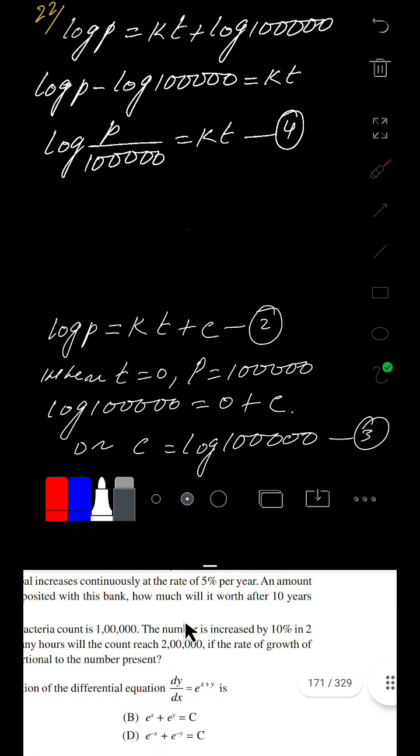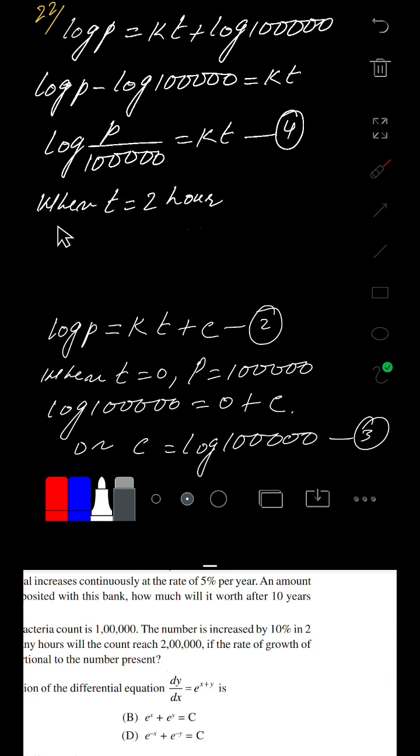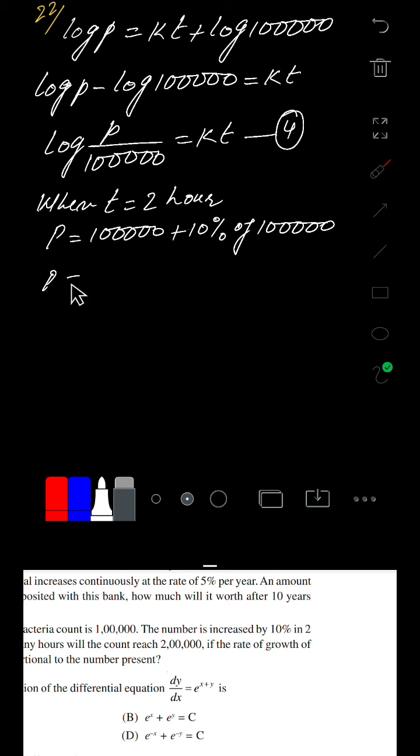Now it is given in the problem that the number is increased by 10% in 2 hours. So when t is equal to 2 hours, P is equal to 1 lakh plus 10% of 1 lakh. Count will be increased by 10%. So 1 lakh was already there, and after 2 hours 10% of 1 lakh will be increased. So P is equal to 1 lakh plus 10,000, that is, P is equal to 1 lakh 10,000.